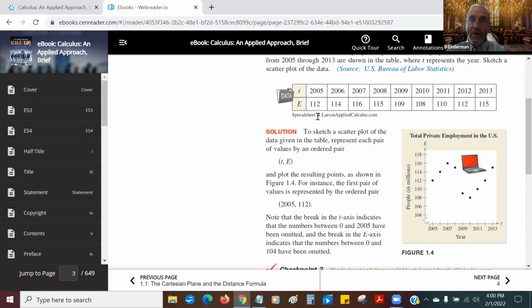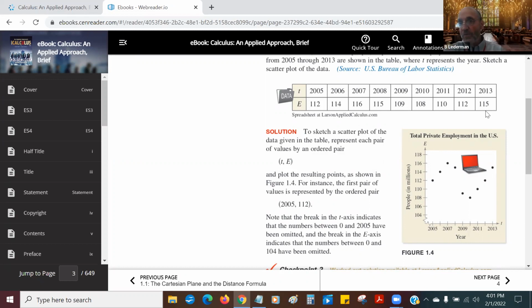So in 2005, you have 112. In 2006, which is right there, you have 114. In 2007, which is right there, you have 116, and so on and so forth. This is called a scatter plot because you're just putting the dots down. We're not necessarily making any lines or curves or anything. It's just putting the dots down for each of these values.